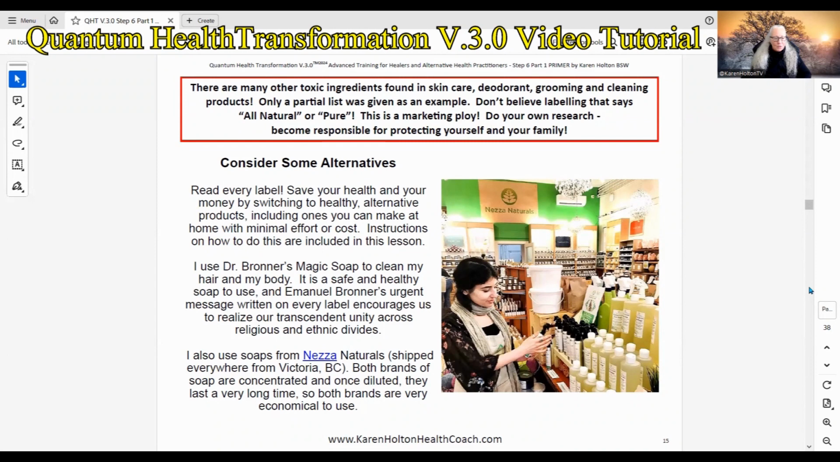Both brands of soap are concentrated, and once you dilute them, they last a very long time. So both brands are very economical to use. When you go to buy them, they look like they're going to be expensive, but when you realize that you're going to water them down by no more than a quarter of the bottle of soap and three-quarters water, it's going to be very inexpensive to use.